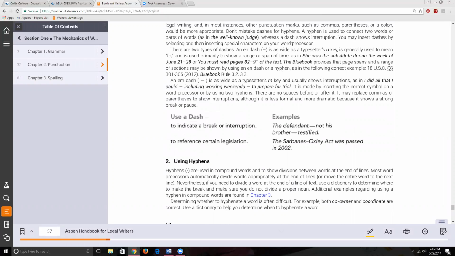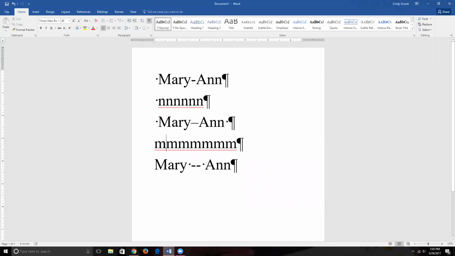Again, this is all very technical Blue Book stuff. We're not really going to focus on this, but I always like to show people how to make M dashes, because I didn't know for a long time, and it's good information to have. So I'm going to show you the secret. This is not the easiest way to do it, but this is the way I do it. It's a little bit clunky, but for whatever reason, it sticks in my mind.